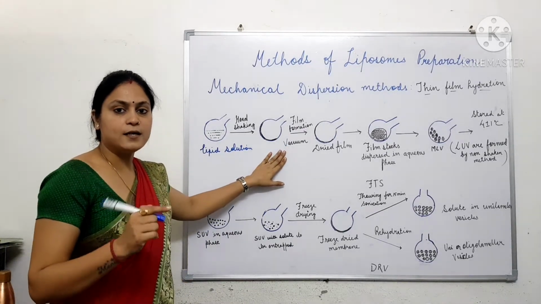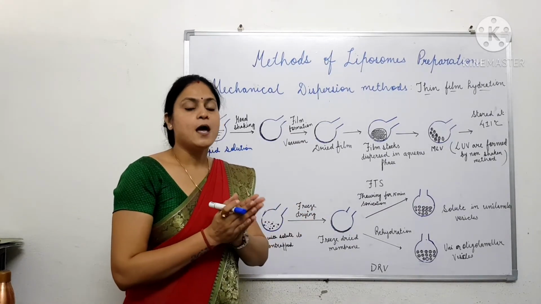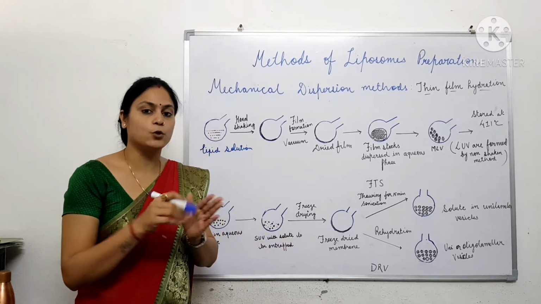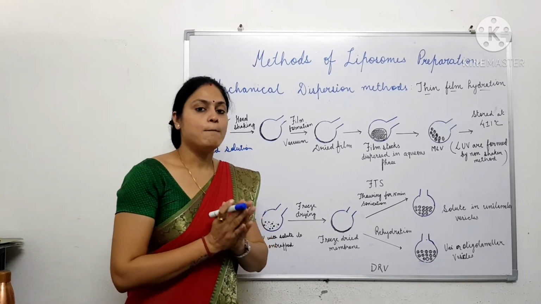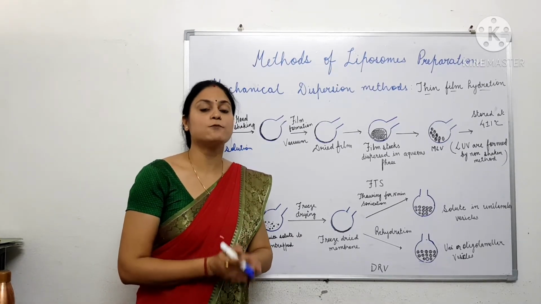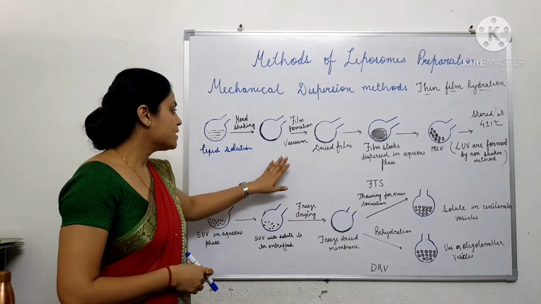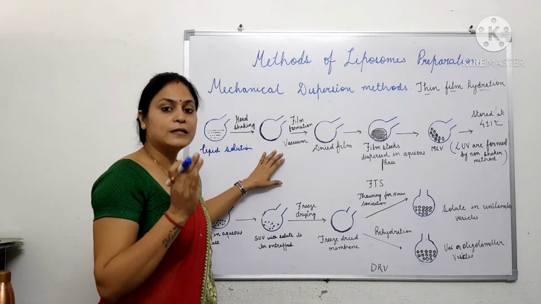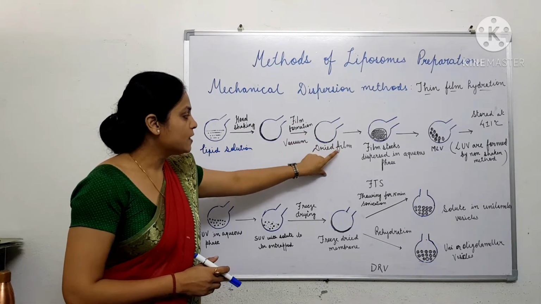In the handshaking method, the organic solvent is evaporated just during the shaking, when the round bottom flask is rotated. During that procedure, the organic solvent is evaporated, but it can also be removed with the help of vacuum. In case of vacuum, a rotary evaporator is used. Now, after the evaporation of solvent from lipid, the lipid film is formed onto the wall. This is dried.